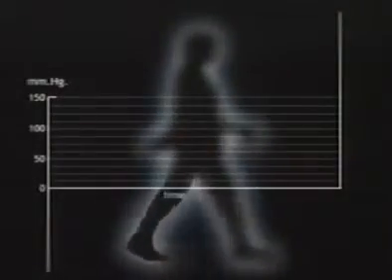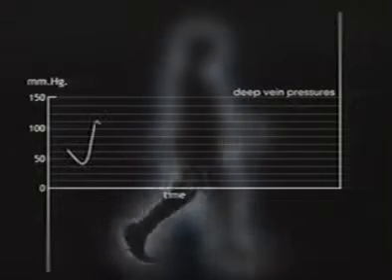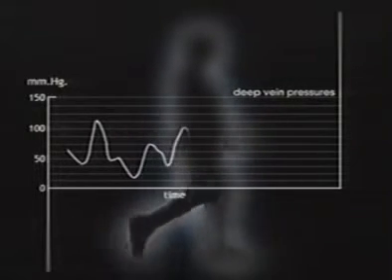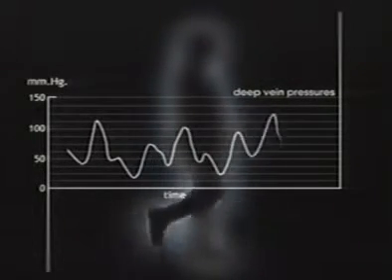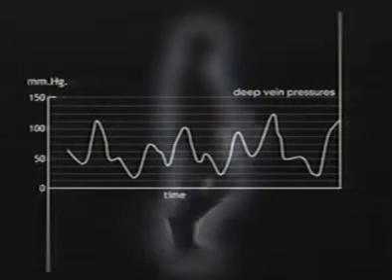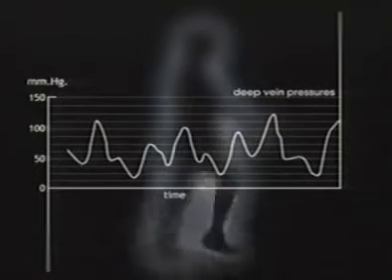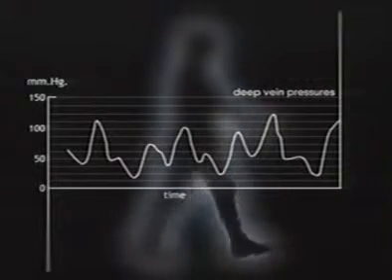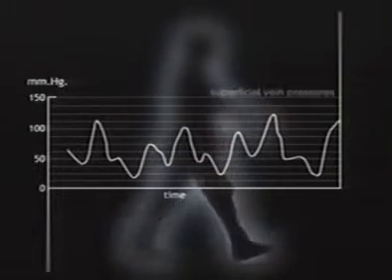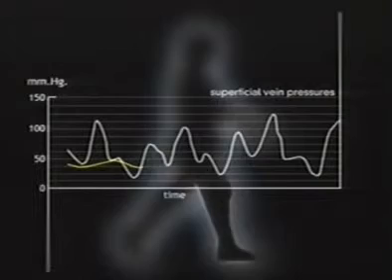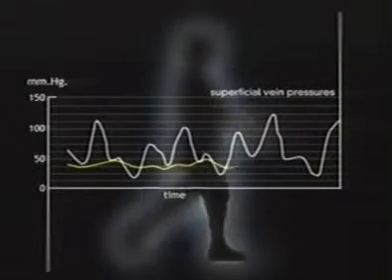To monitor the sequence of pressure changes, cannulas were inserted in both deep and superficial veins of volunteers. Here we can see the pressure in the deep veins rise and fall considerably as the muscle activity during walking compresses the veins and then allows them to relax. The yellow trace shows the pressures recorded in the superficial veins at the same time.